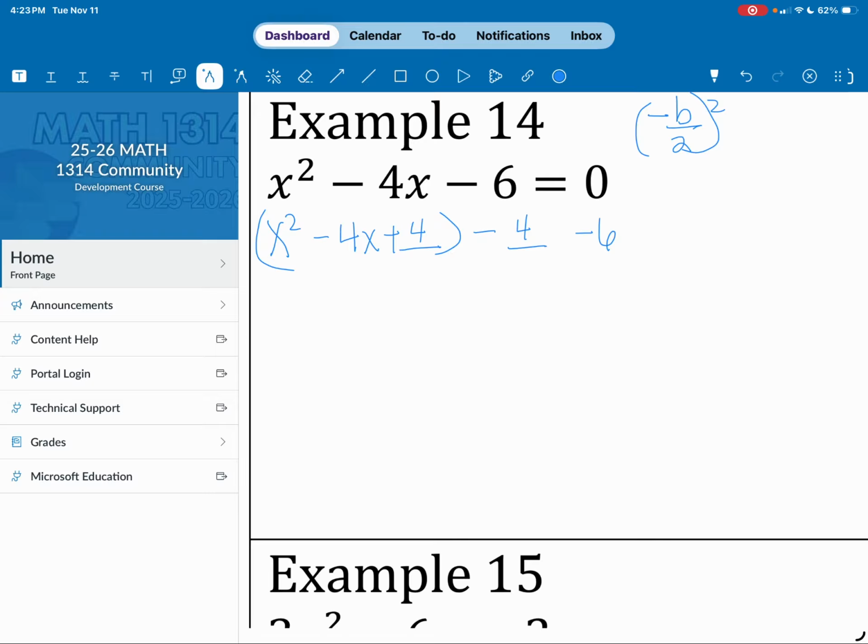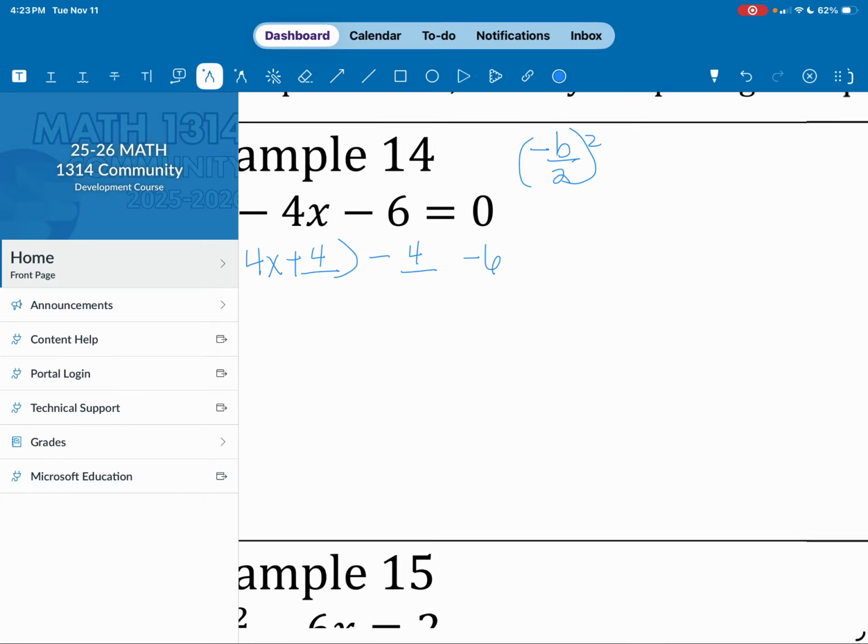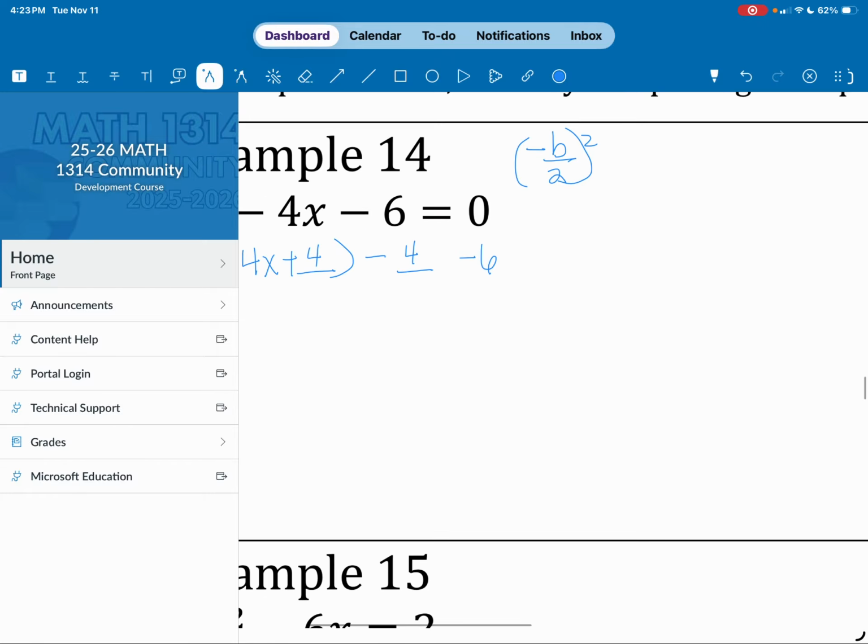Now, one thing I don't know if you have picked up on, let me write it out over here. Oh, it's not the opposite of b. It's just b divided by 2, sorry, and we square it. Well, negative 4 divided by 2 is negative 2, squared.